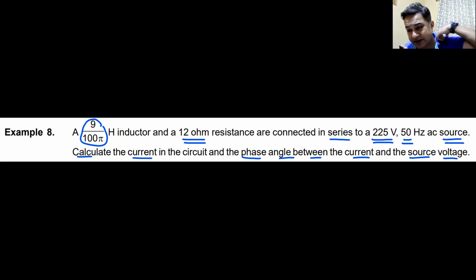The inductance of the inductor is 9 by 100 pi. Resistance is 12 ohms. RMS voltage is 225 volts. Frequency is 50 hertz. I'll keep quiet for a minute. You have a minute to finish for yourself.